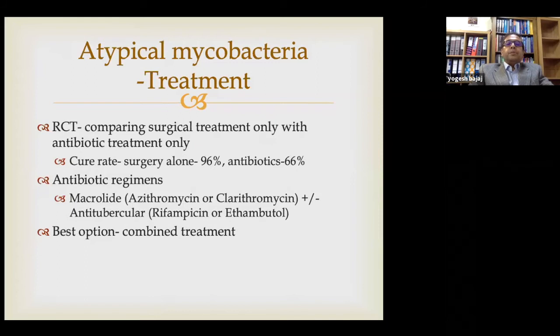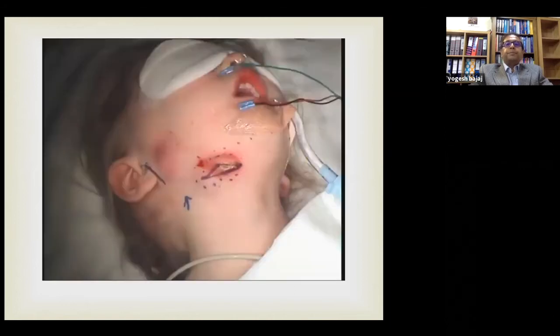So antibiotic treatment is a combination treatment. Some kind of a macrolide, azithromycin or clarithromycin, has to be given for 2 to 3 months. You can add in some antitubercular treatment, but of course, you need to involve the pediatricians for that. Really, the best option is a combination treatment. And again, the parents need a lot of reassurance, because it's not going to suddenly disappear, any of the treatment options you choose.